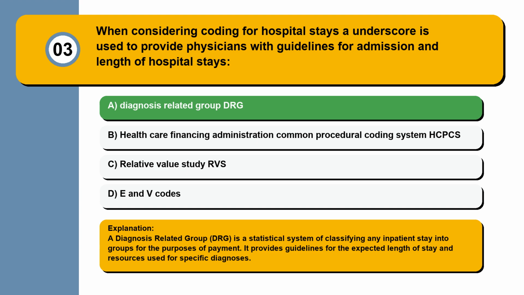Explanation. A diagnosis-related group, DRG, is a statistical system of classifying any inpatient stay into groups for the purposes of payment. It provides guidelines for the expected length of stay and resources used for specific diagnoses.